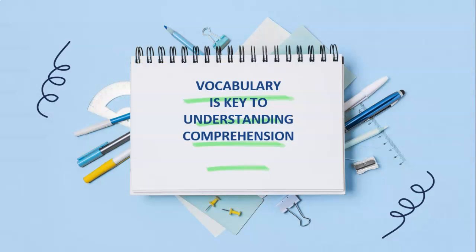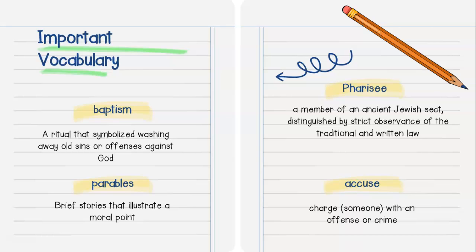Vocabulary is key to understanding comprehension. Again, some of these are copies from what we just went over in some of the questions. One, baptism is a ritual that symbolizes washing away old sins or offenses against God. Parables, brief stories that illustrate a moral point. And remember, that word moral means good. Pharisee is a member of an ancient Jewish sect distinguished by strict observance of the traditional and written law. And then accuse is to charge someone with an offense or crime.